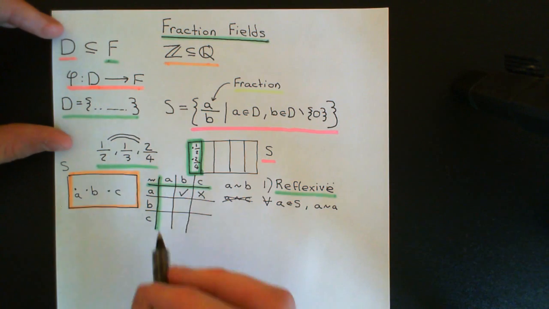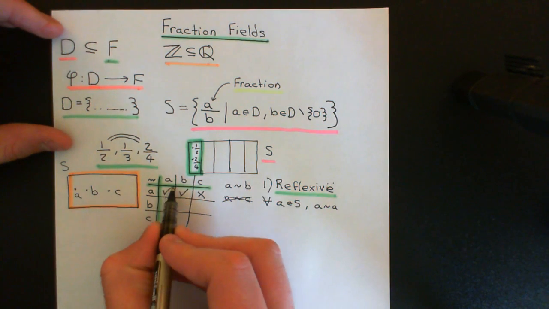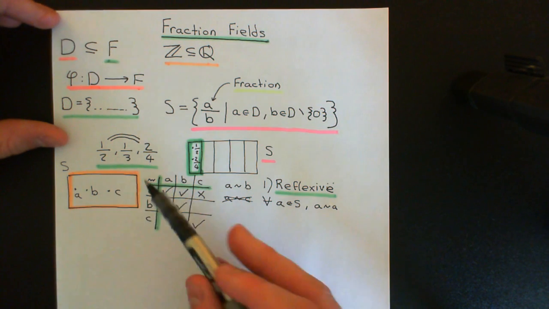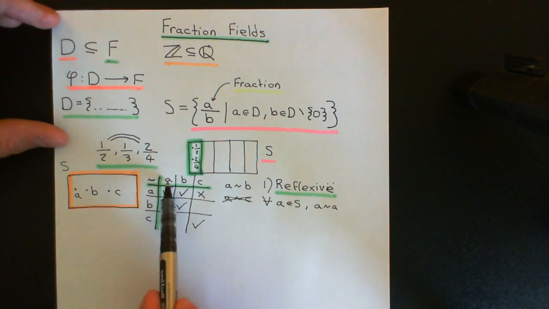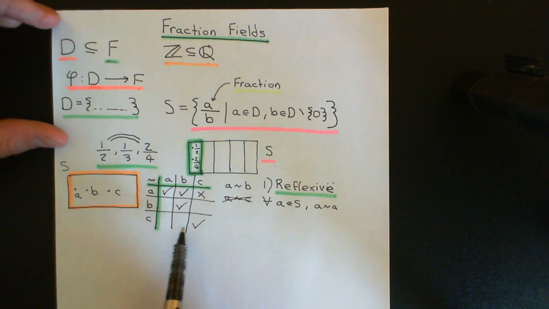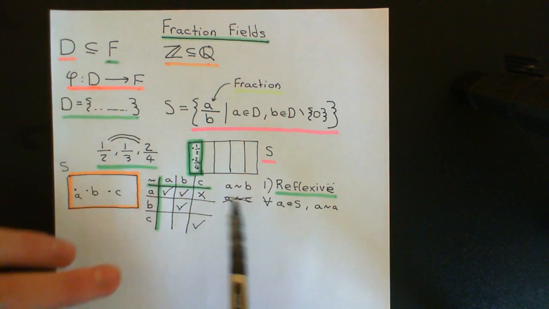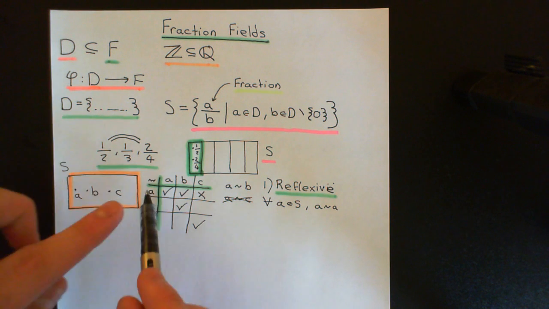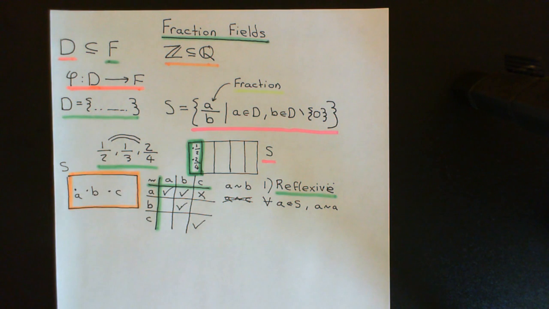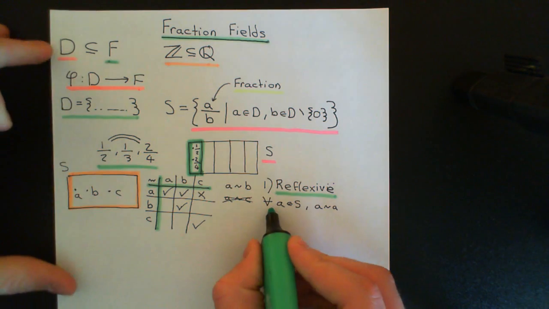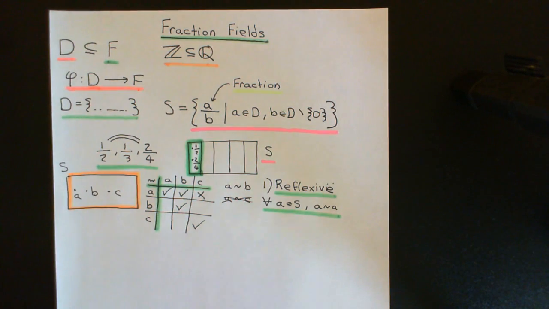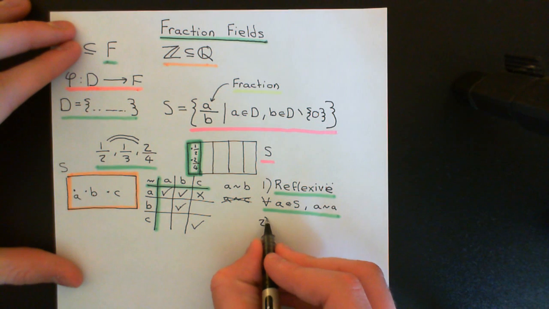Now what that means is that in this table we need to have ticks on all of these diagonal boxes here on the diagonal line there. So A needs to be related to A, B needs to be related to B, C needs to be related to C, and if you had a bigger set, all the elements would have to be related to themselves. So you'd have to have ticks in all of these boxes down that diagonal line there. That's what is meant by the reflexive property of an equivalence relation. So it needs to be reflexive.